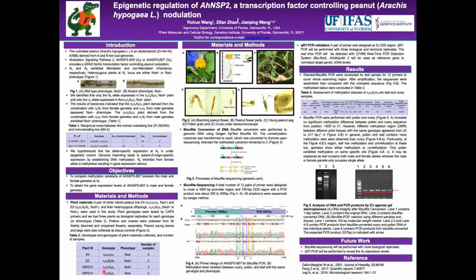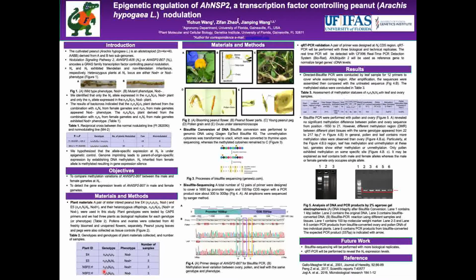Genome imprinting is an epigenetic phenomenon which leads to parent-of-origin specific expression. DNA methylation, as the epigenetic mark, is imprinted in the germline cell of parents to suppress gene expression. In this case, we hypothesize that the maternal NSP2 gene is imprinted then silenced through DNA methylation. For the first goal, we aim to compare methylation variation at NSP2 locus between the male and female gametes.